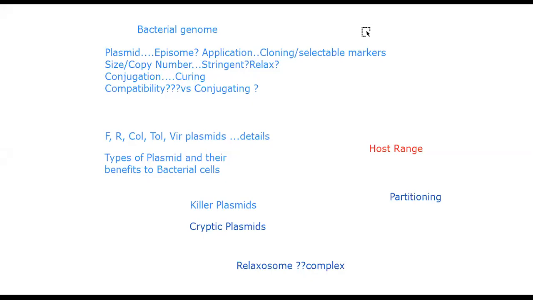So in today's class, we are going to discuss all these terms which are visible on this white screen. Bacterial genome is the nucleoid region as well as the plasmids which bacterial cells have. A normal bacterial cell, for example, E. coli, may have up to 7 different types of plasmids in the same cell.